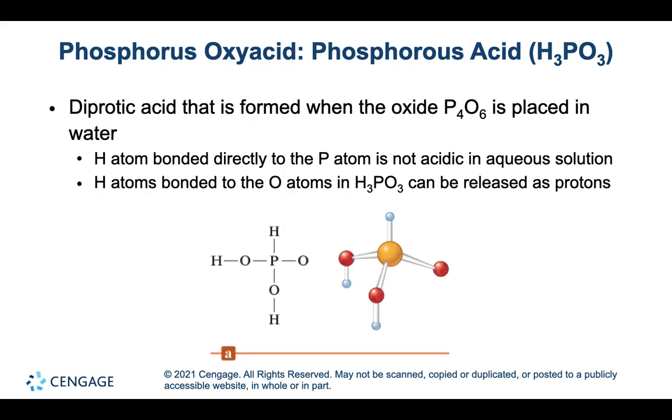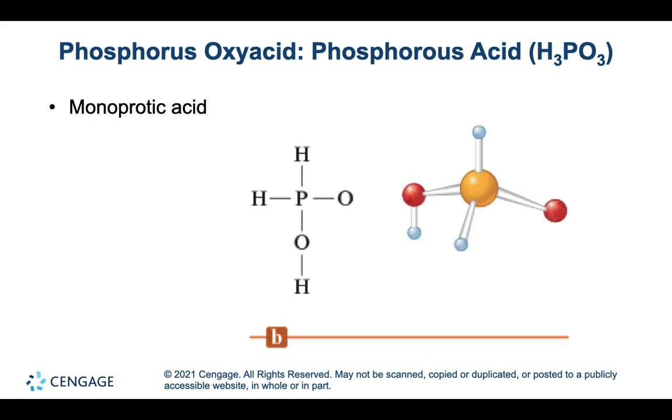P4O6 can also form H3PO3, a diprotic acid as well. So you've got the different forms. So you can also make a monoprotic acid where you only have one H that can be lost, H3PO2.